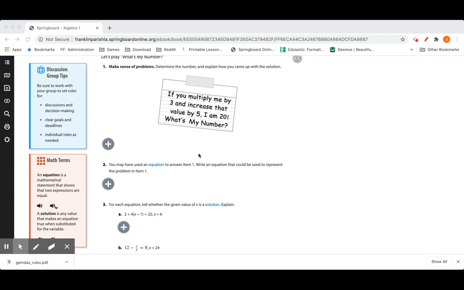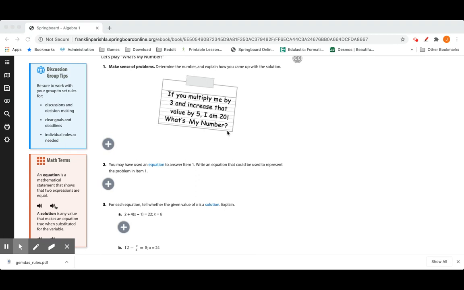Now, one way we could do this is the old guess and check method. So I could just guess numbers until I happen to hit the right one. For example, I might guess 10. Multiply me by 3. 10 times 3 would be 30. Increase that by 5. Add 5. 35. That's not 20, so we know that 10 is not the number we're looking for. I could say 2. 2 times 3 is 6. Plus 5 is 11. That's not 20, so we know that 2 isn't the number.